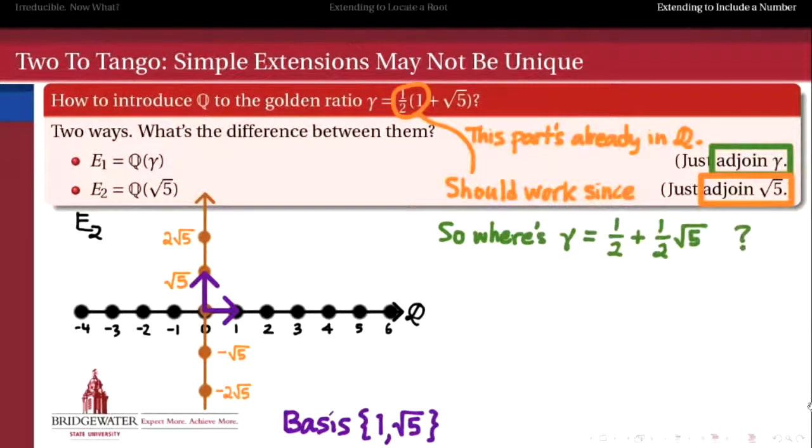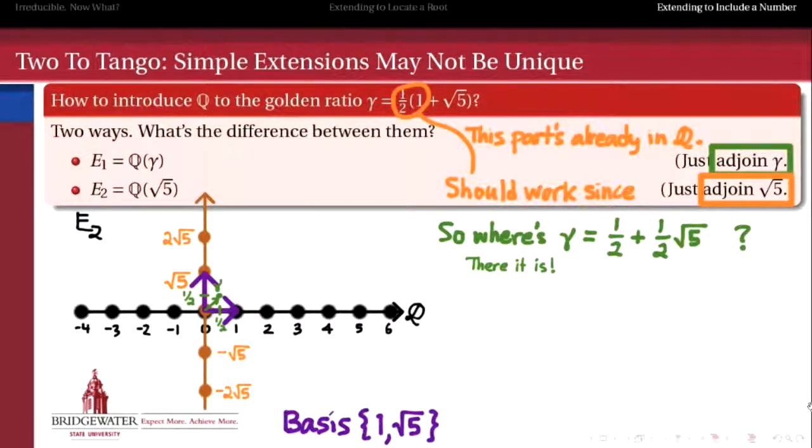But our job is to figure out how this is different than if we had just thrown in gamma, 1/2 times 1 plus radical 5, all together, the whole thing, not just the radical 5 piece. How can we locate gamma inside of E2? Does it belong? Well, sure it does. Right here at the point 1/2 comma 1/2, we get 1/2 times 1 plus 1/2 times radical 5, and that's exactly gamma. So gamma does live inside of E2.